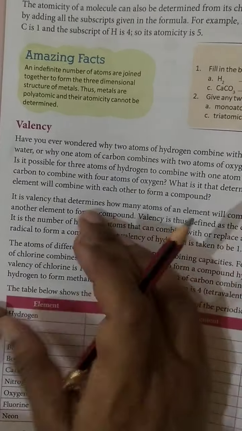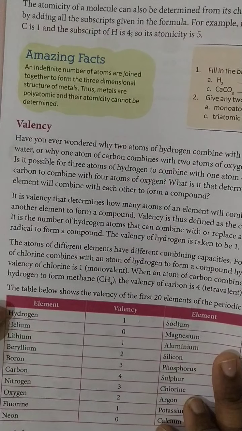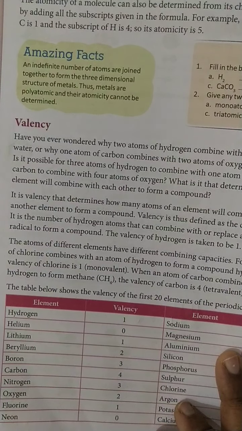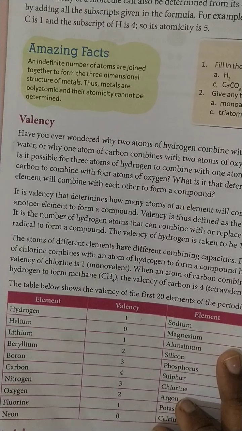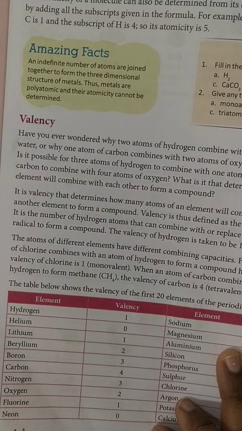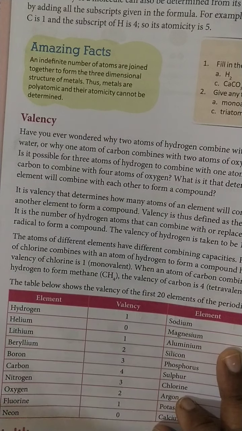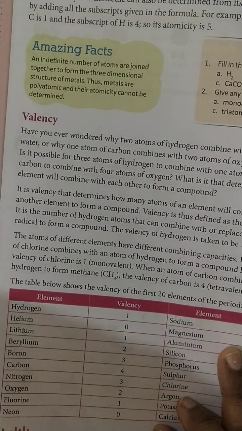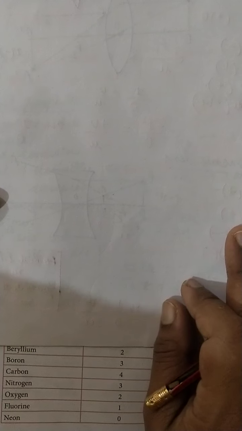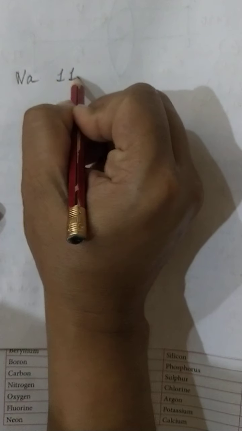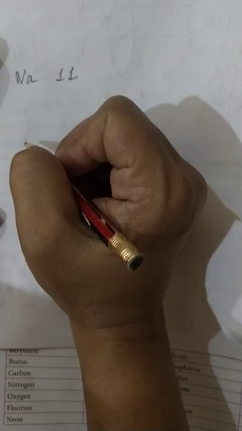So now we do valency. In simple words, what is valency? The combining capacity of a given element is called its valency. Now I will explain it to you with the help of some examples. In the last class too, I gave you some examples of sodium and chlorine. So here is sodium. Atomic number of sodium is 11, that I told you in the last class.